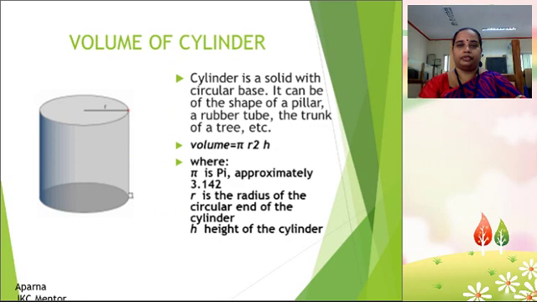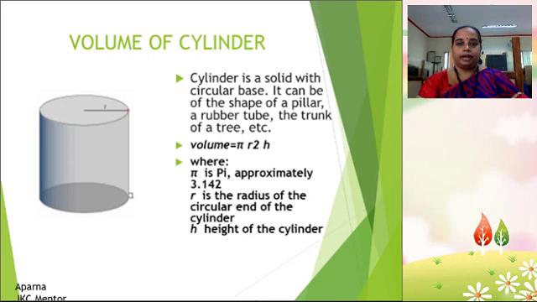Next is the volume of a cylinder. A cylinder is a solid with a circular base. It can be of the shape of a pillar, a rubber tube, or the trunk of a tree, etc. The formula for the volume of a cylinder is pi r square h, where the value of pi is approximately 3.142, r is the radius of the circular end of the cylinder and h is the height of the cylinder.